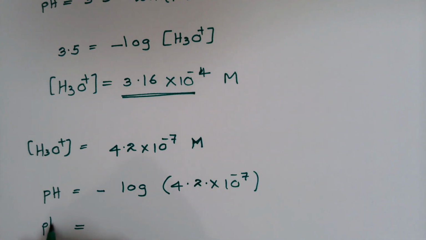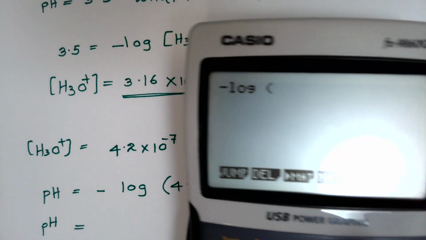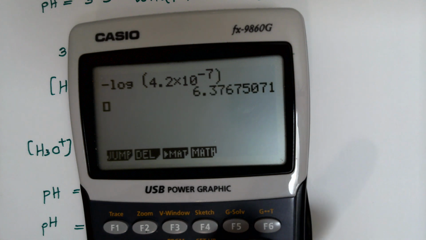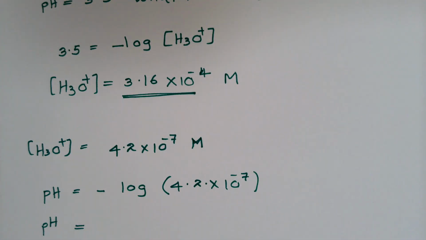Now let's apply it in the calculator. Negative and then the log button, and then within the brackets you need to type 4.2 times 10 to the power negative 7. Then the answer is 6.38, if you round it. So 6.38 is our pH.